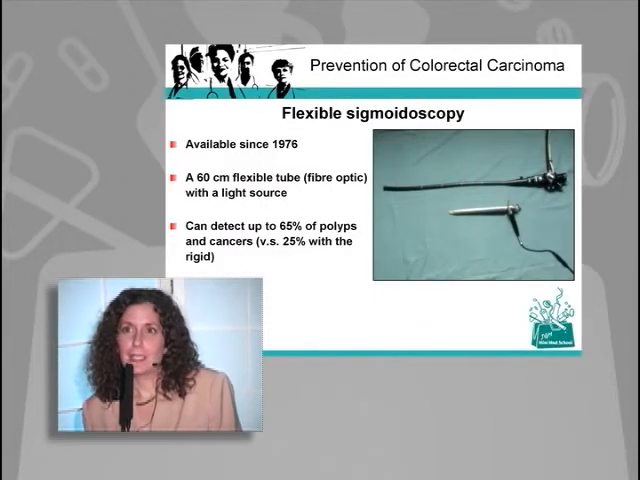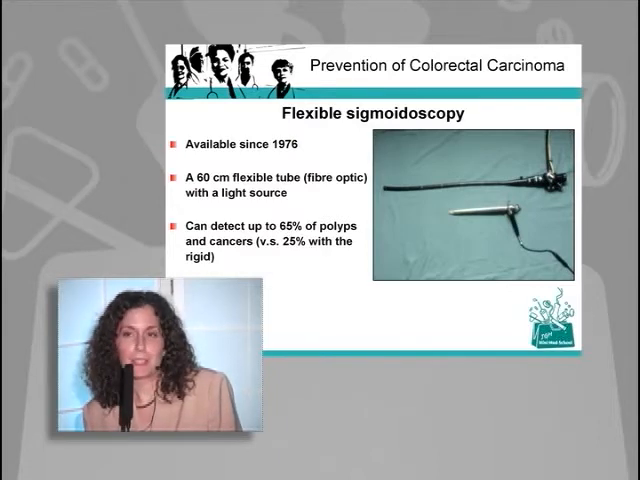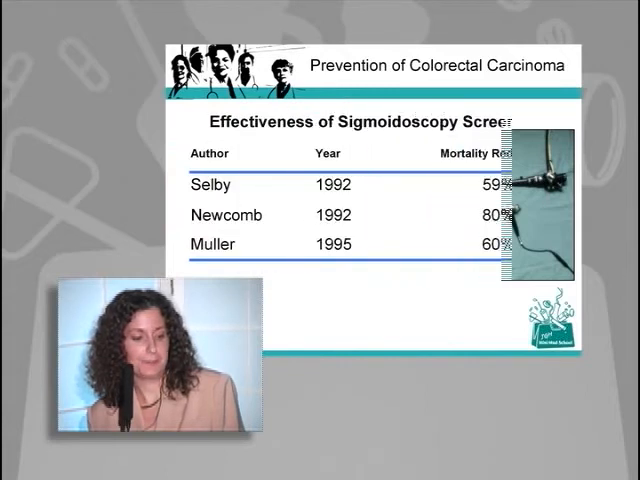Since 1976, the flexible version of the rigid sigmoidoscope has been created and is now available to all of us. This reaches up to about 65 centimeters in the colon, so up to about your splenic flexure, up the left side of your colon. It's essentially a flexible tube that contains a fiber optic with a light source. So it really allows you to properly examine the inner lining of the colon, but only on the left side. And this will help you detect up to 65% of polyps and cancers versus 25% with just that short, little, rigid sigmoidoscope that I showed you, this one here.